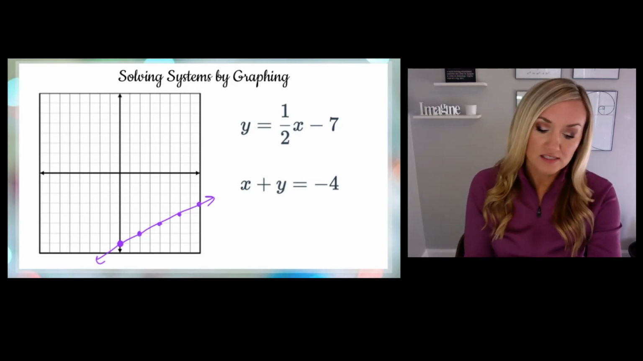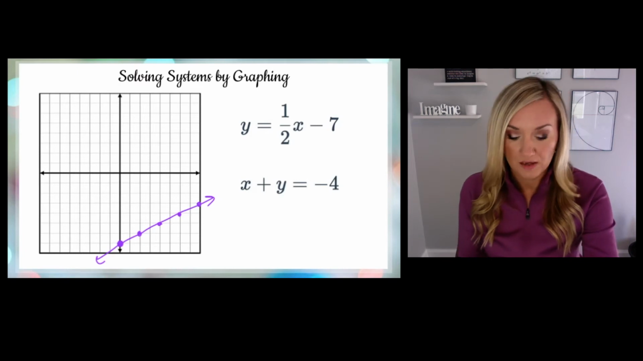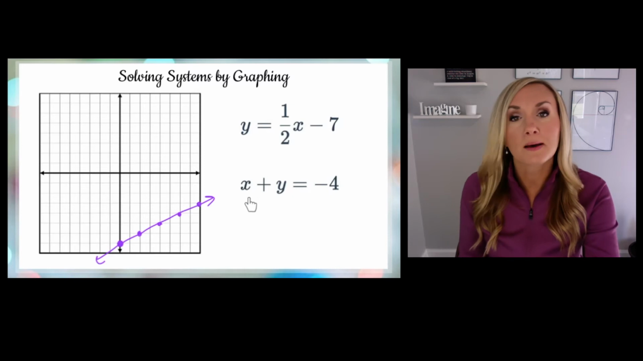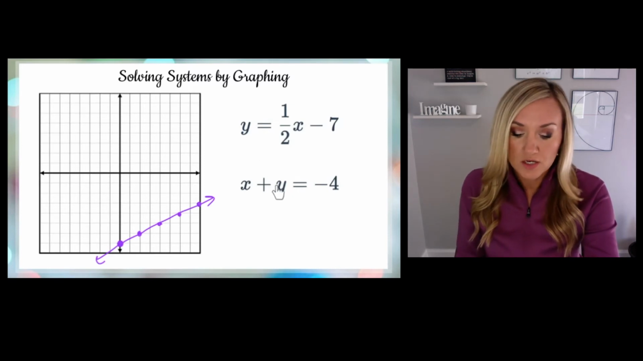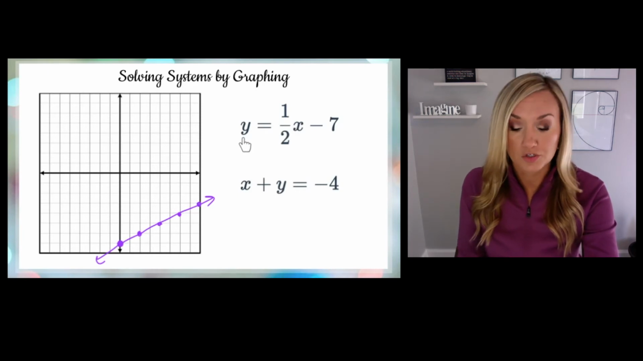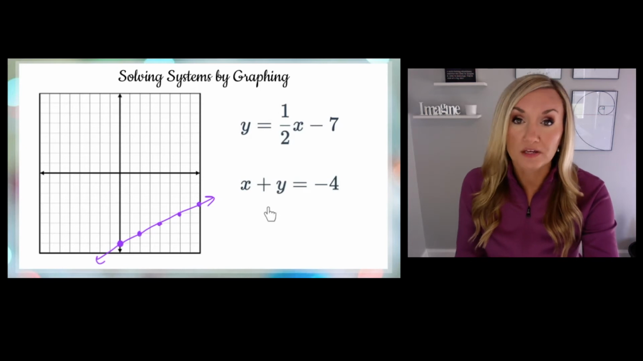Take a look at the second equation though. That one is just a little bit different. Notice that it's in standard form. Standard form means that both the x and the y are on the same side of the equation. So we would like the second equation to look like the first. We would like the standard form to be rewritten in slope-intercept form.